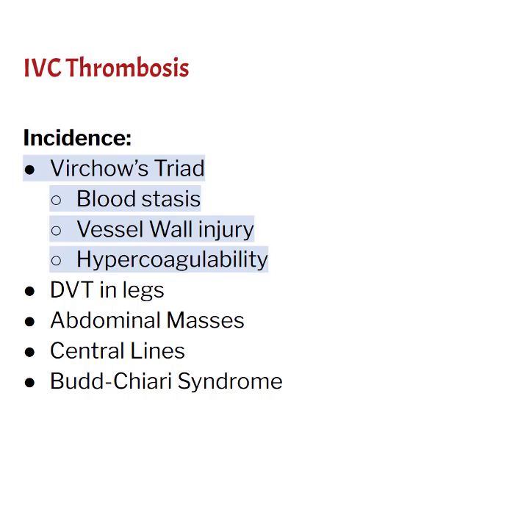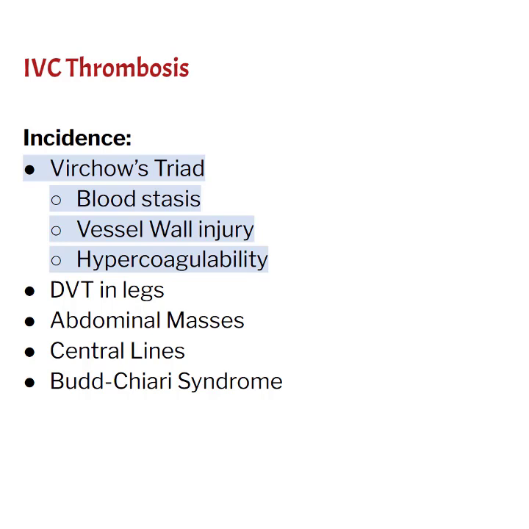The conditions that we typically look for are known as Virchow's triad, and that includes blood stasis. So blood is not moving in the way that we would expect, especially if somebody is bedridden or not using their legs much. That blood is not being pumped back up to the heart as quickly as it would be in somebody who's very mobile.